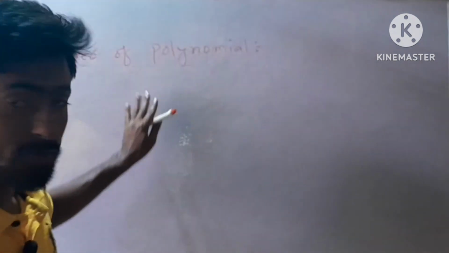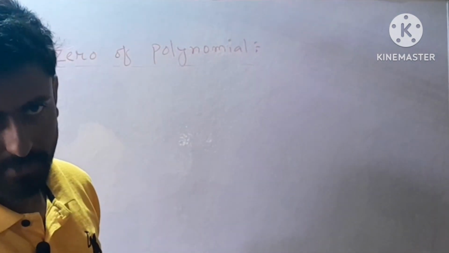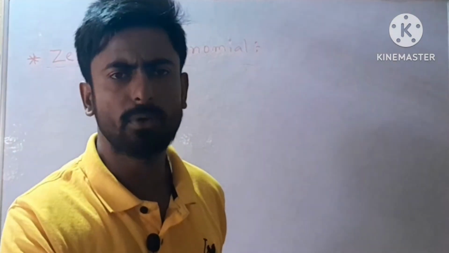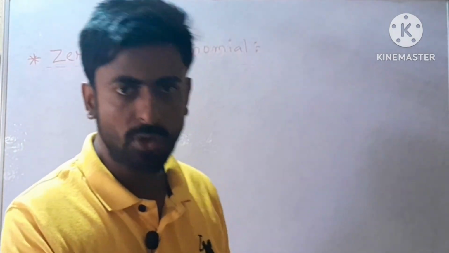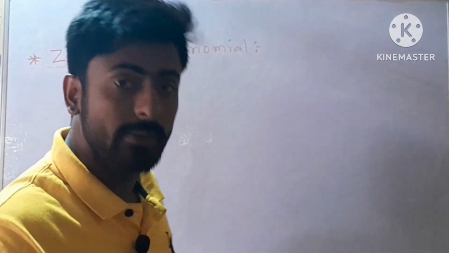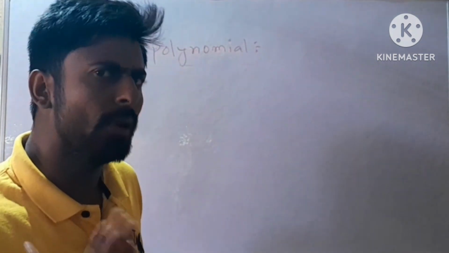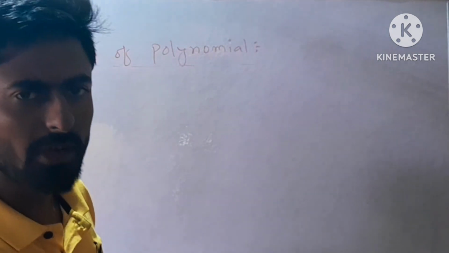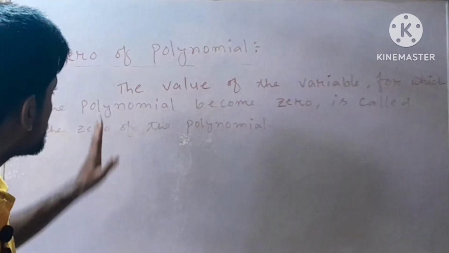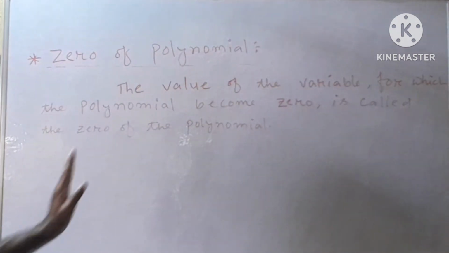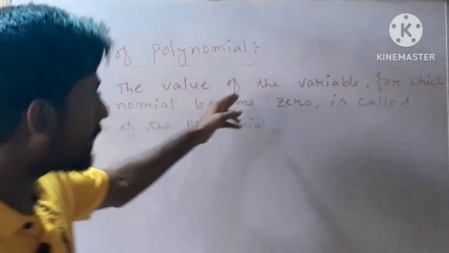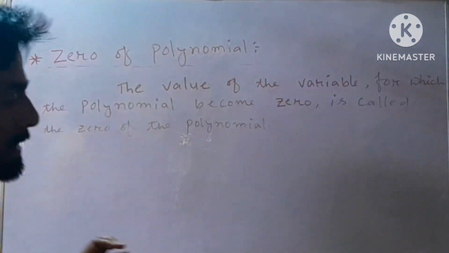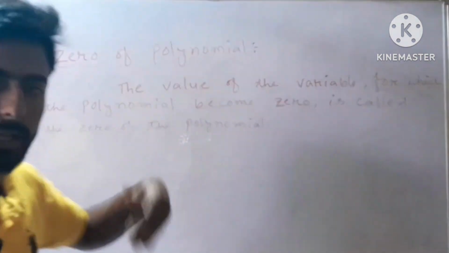Next, we are going to discuss one of the very important topics in polynomials, that is the zero of a polynomial. What is the zero of a polynomial? Already you know that a polynomial has a degree. Similarly, a polynomial has a zero also. How can we define the zero of a polynomial? You see, it is the value of the variable for which the polynomial becomes 0.